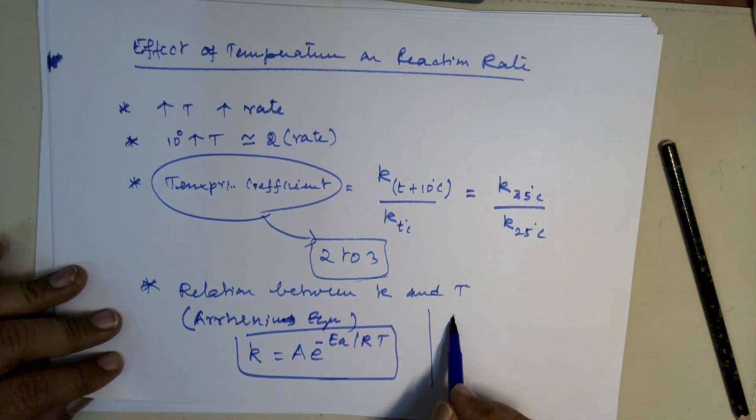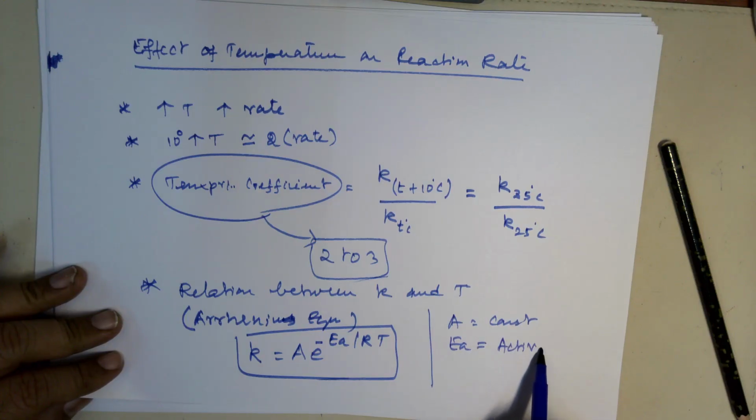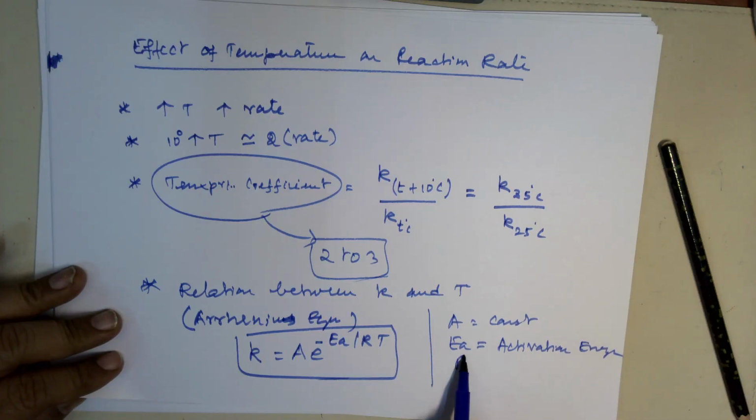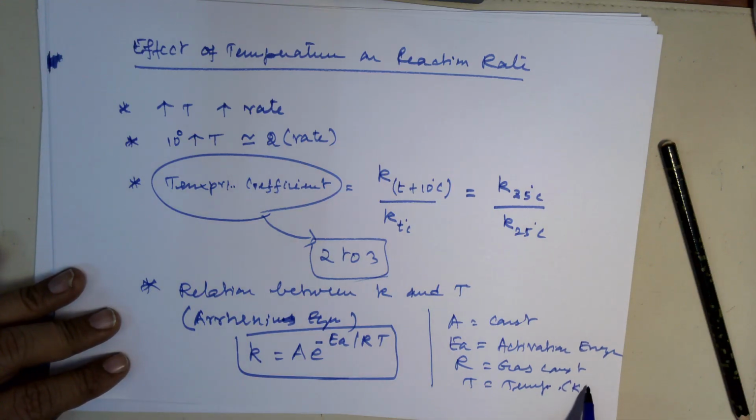where A is a constant, Ea is the energy of activation or activation energy, R is the universal gas constant, E is the exponential term, and T is the temperature in Kelvin. You must remember this. It's not in degrees Celsius.